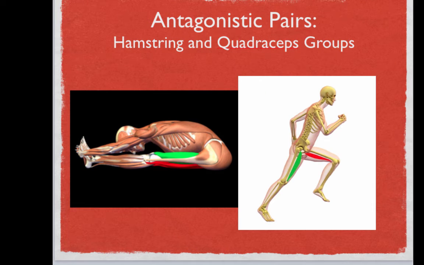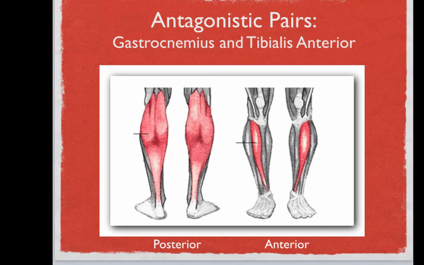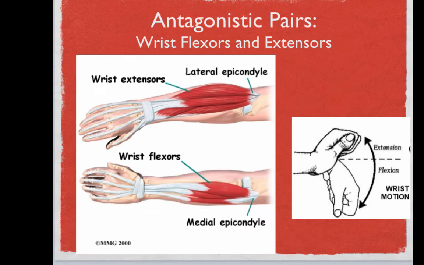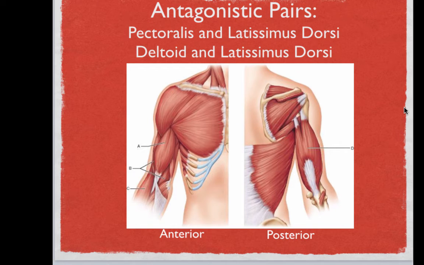Here's a couple of examples of antagonistic pairs. One that we've just talked about on the previous slide, the hamstring and the quadriceps groups. On the anterior and posterior view of the lower leg, we have the gastrocnemius and the tibialis anterior. Flexion and extension of the wrist, again, happens by, in this case, groups of antagonistic pairs. We have the wrist extensors that are on the lateral side of the forearm and the wrist flexors on the medial side.